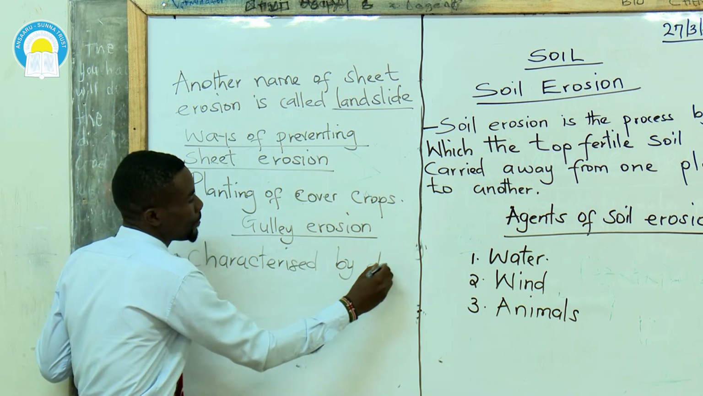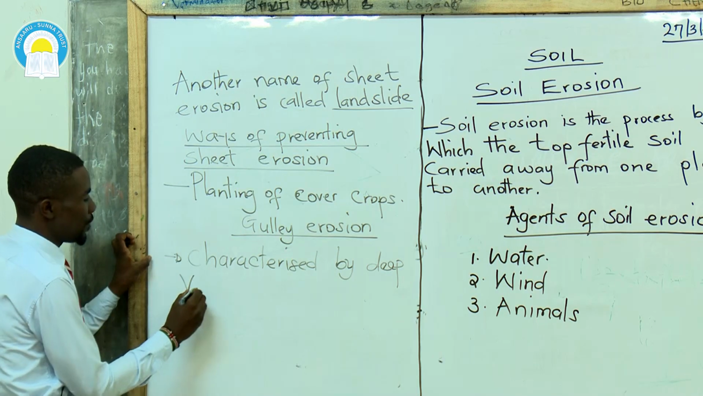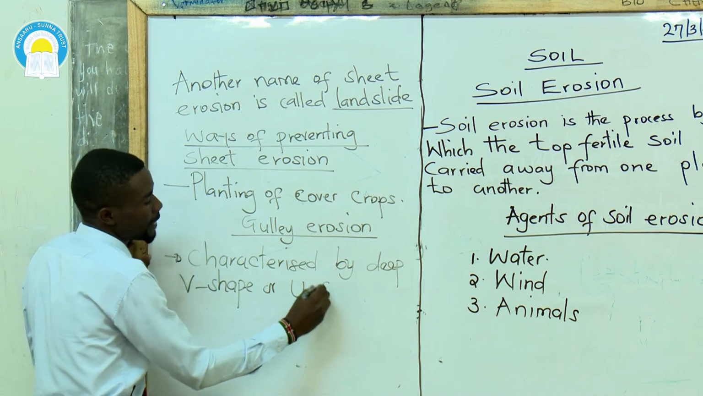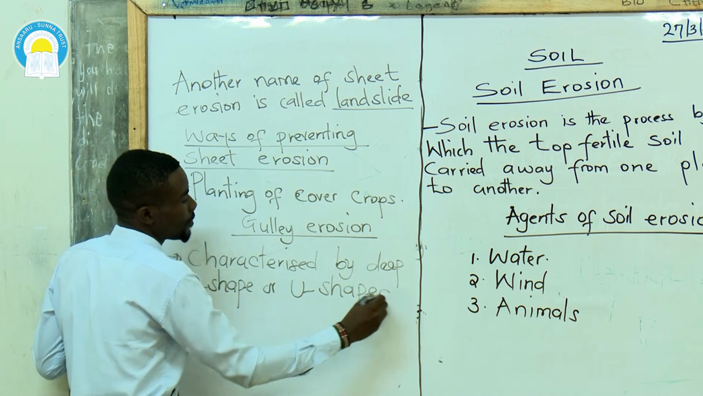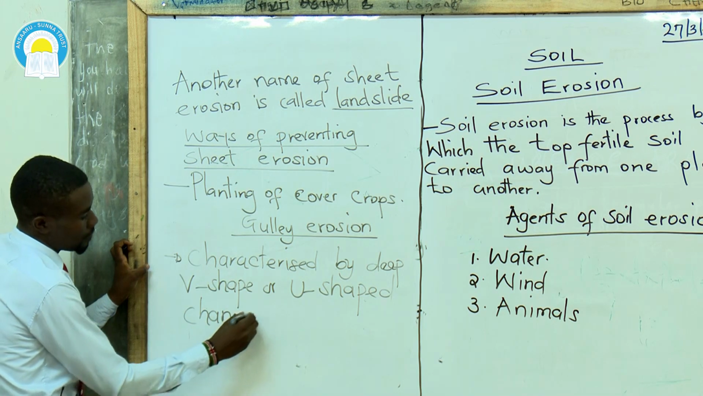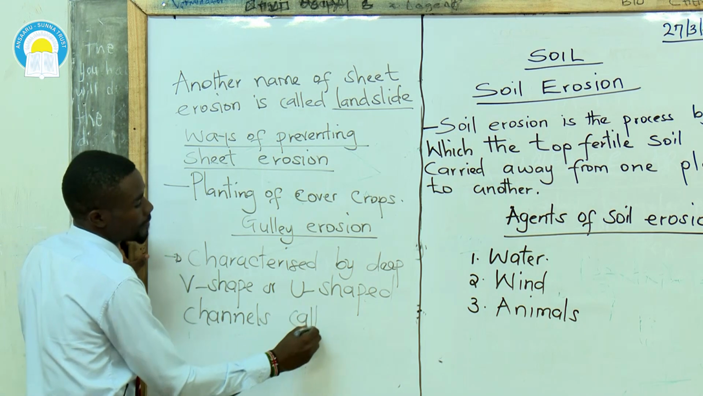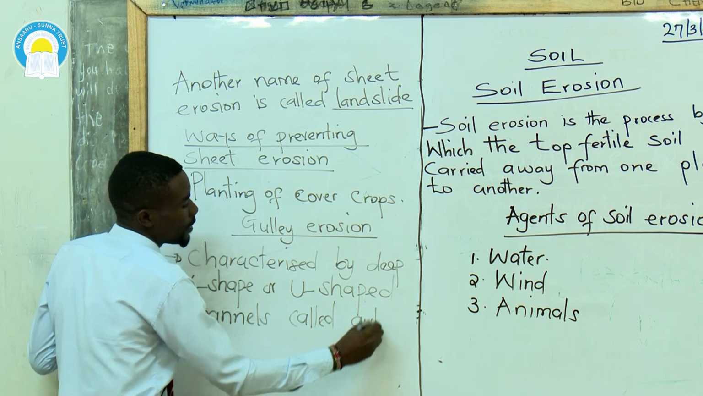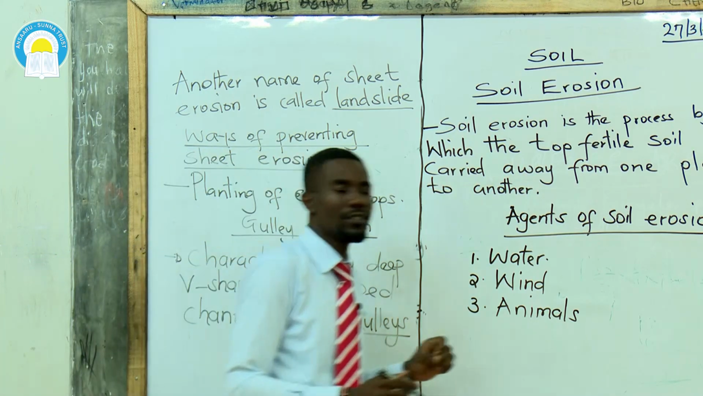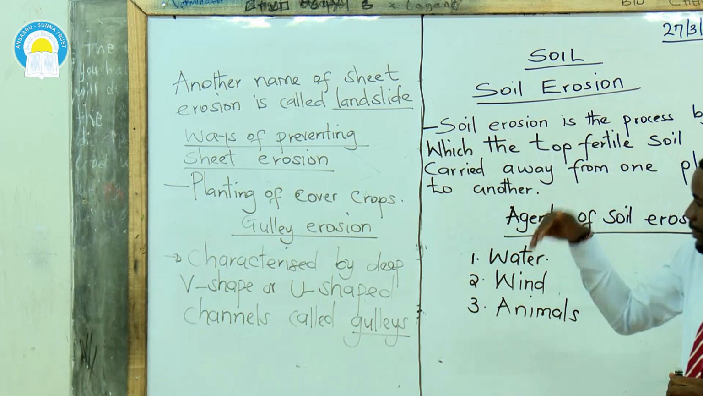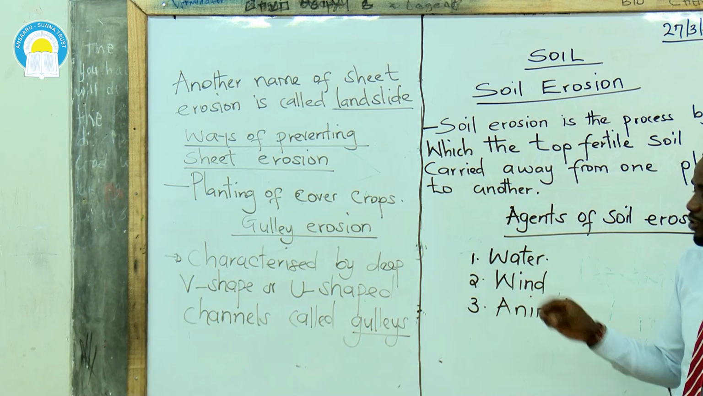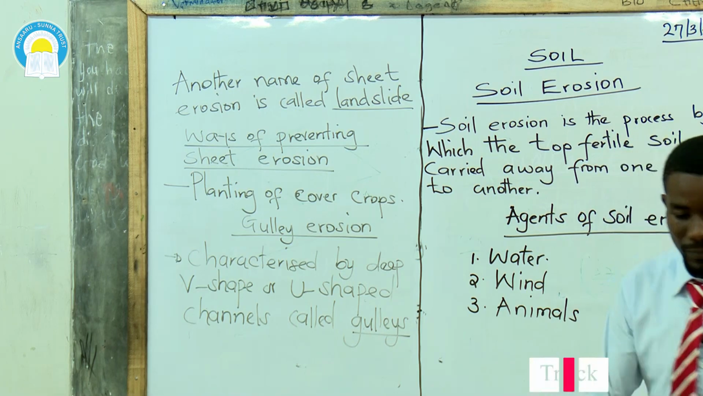by deep V-shaped or U-shaped channels called gullies. The channels are called gullies. So whenever you see a V-shaped or a U-shaped channel, and they are very deep, that is a sign that gully erosion has occurred in that region.